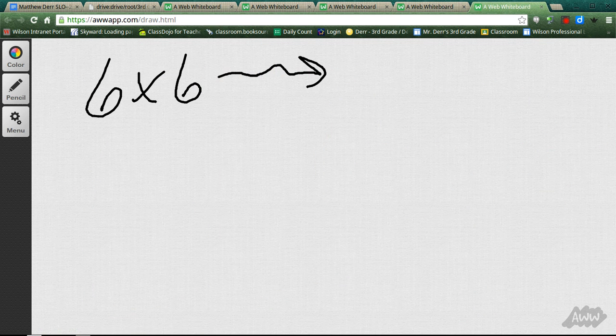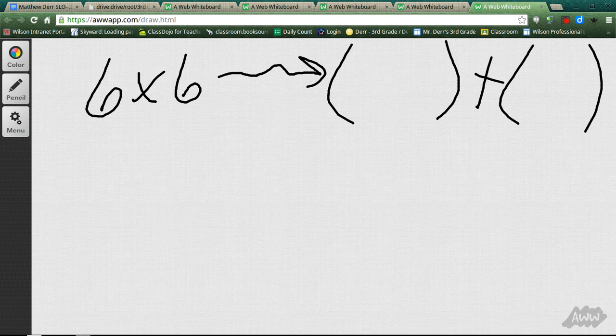What I want you to do for today's lesson is to take this 6 times 6, and I want you to make it into 2 multiplication problems that you would combine together to get the same answer. Good luck and be prepared in the next few minutes to share your answer.